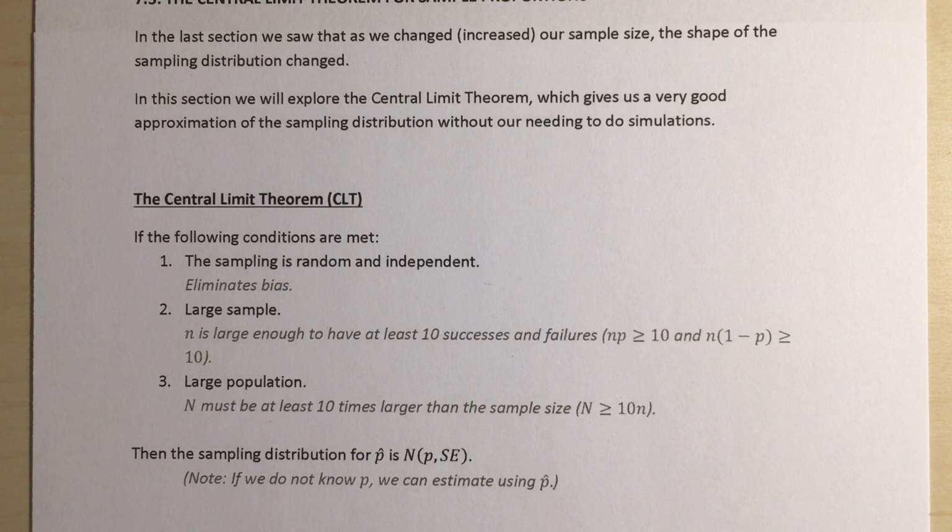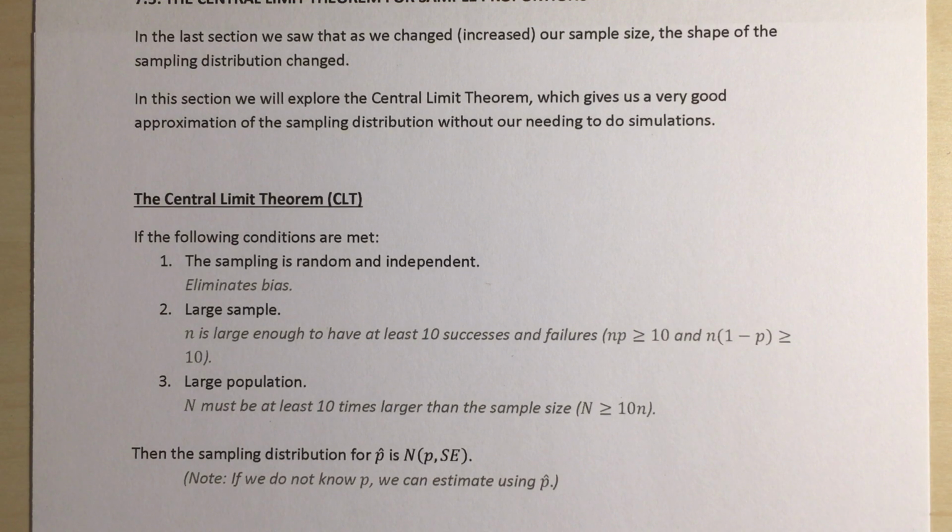If these three conditions are met, then our sampling distribution for p hat is a normal distribution. Remember, this N notation means a normal distribution. Our mean is going to be p, our population proportion, and our standard error is going to be our standard deviation. This central limit theorem is going to be the basis of a lot of the problems that we're going to look at going forward.